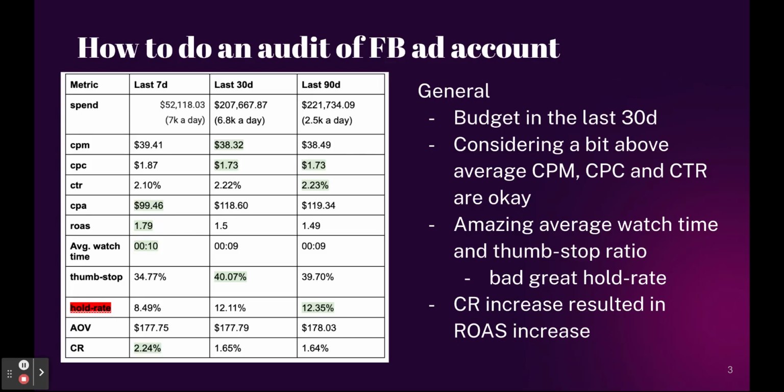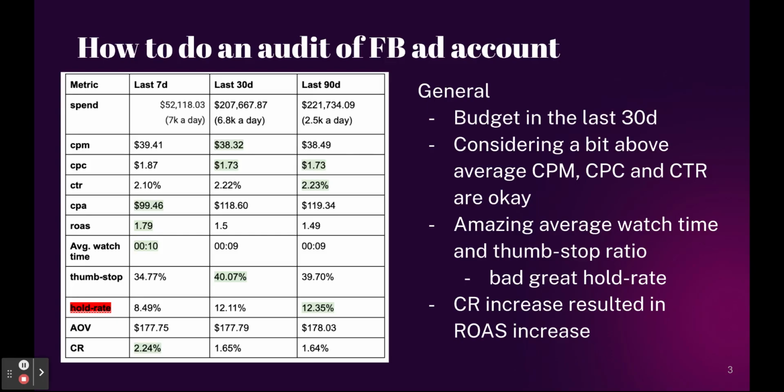We see that CPM is a bit high, but CPC and click rate are pretty good. We can see that ROAS increased from 1.5 to 1.8, and the biggest reason for that is because conversion rate increased from 1.6 to 2.2.